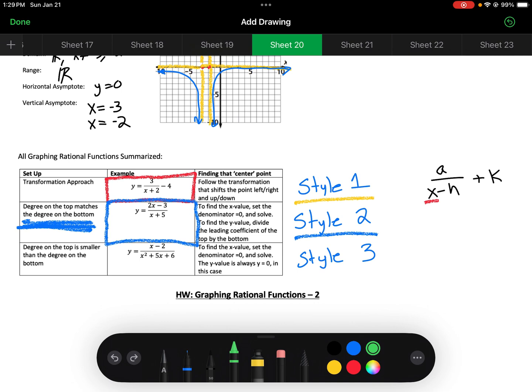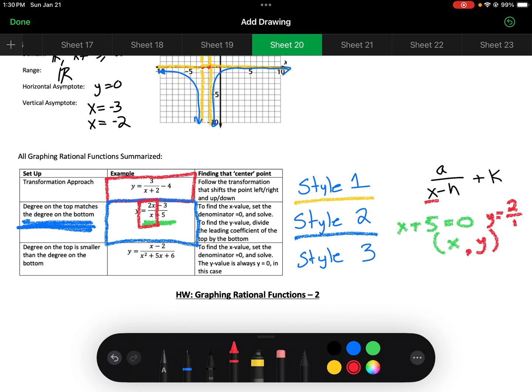How we did these is we took the bottom, like that x plus 5. We set that equal to 0 and solved to find the x value of the center, okay? And when we wanted to find the y value of the center, we divided the leading coefficients, which means take the numbers in the front of your x's. The number in the front on top is 2. The number in the front on bottom is 1. 2 divided by 1. That's going to get your y, okay?